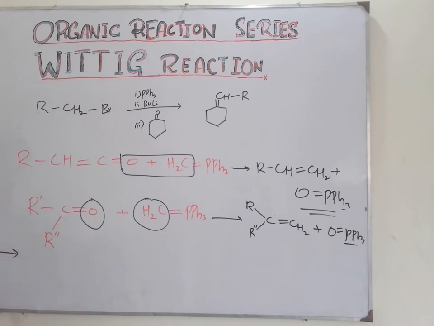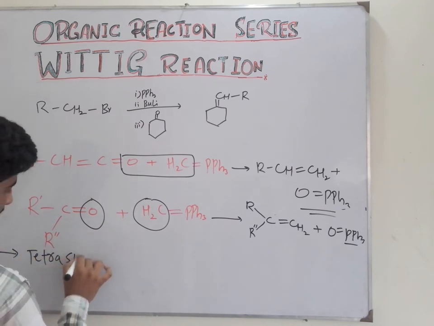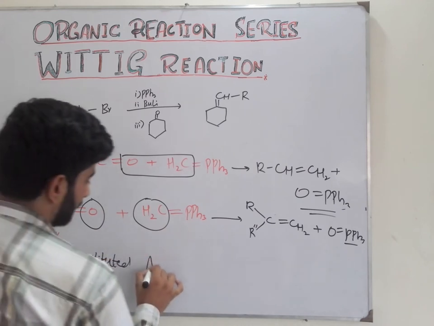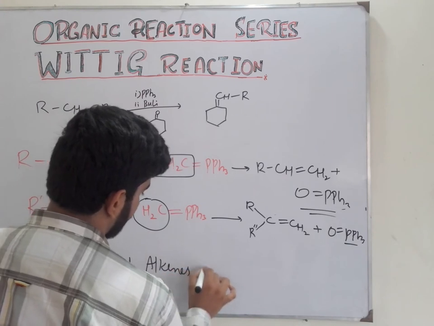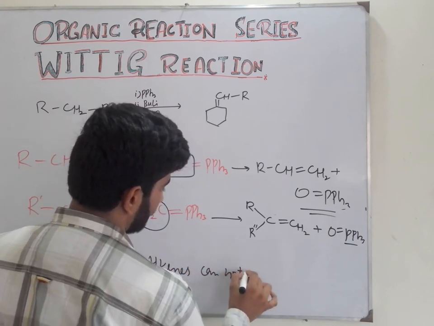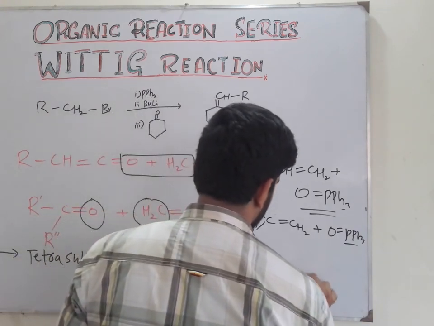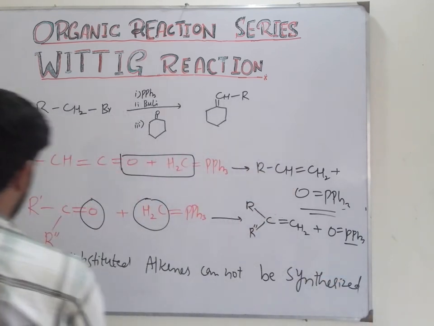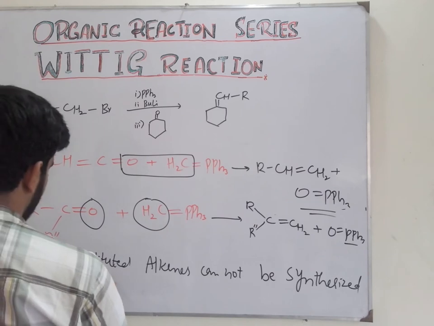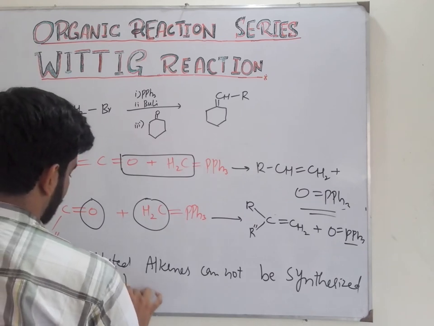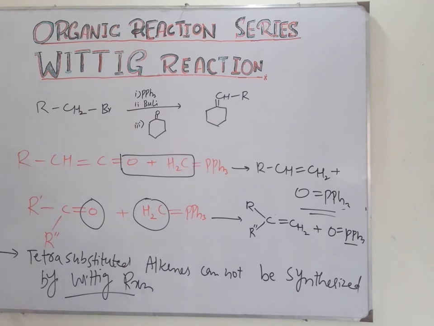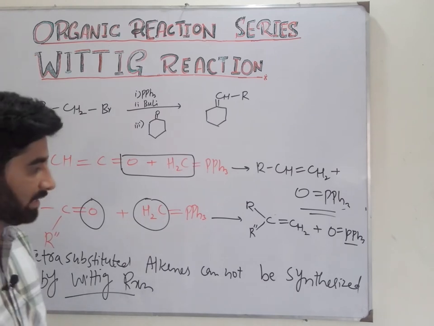Alkene is synthesized with triphenyl phosphine oxide. What is the limitation of the Wittig reaction? Tetra-substituted alkenes cannot be synthesized by the Wittig reaction.